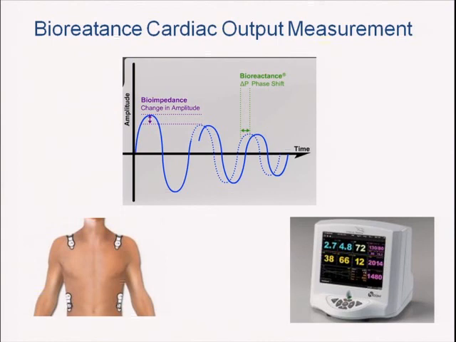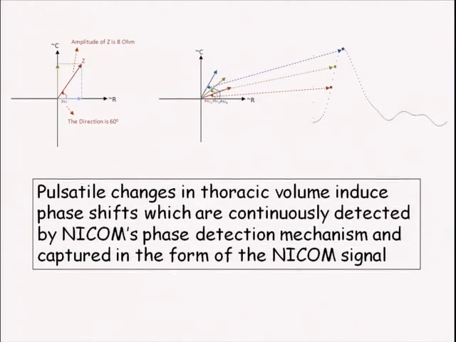So what about bioreactance? We're going to talk a little bit about bioreactance. This differs from bioimpedance. With bioreactance, you have electrodes which emit an electrical signal. You then have electrodes which receive the signal. With bioimpedance, one looks at the change in amplitude. With bioreactance, one looks at the phase shift. So that's the way the direction of the electrical signal changes.